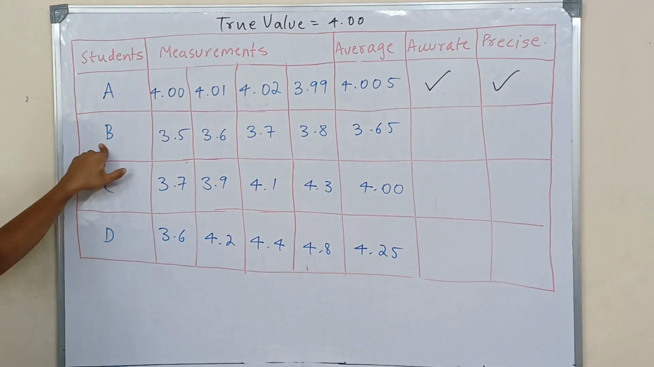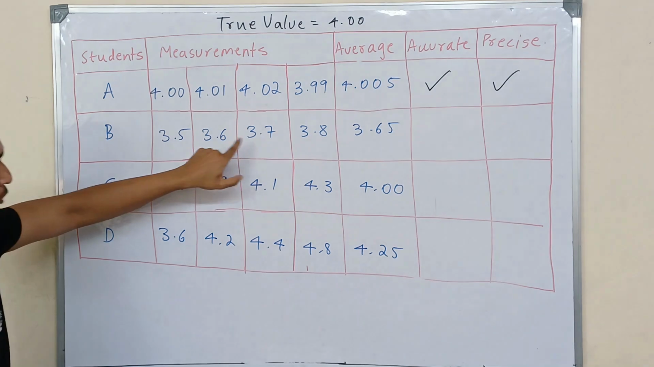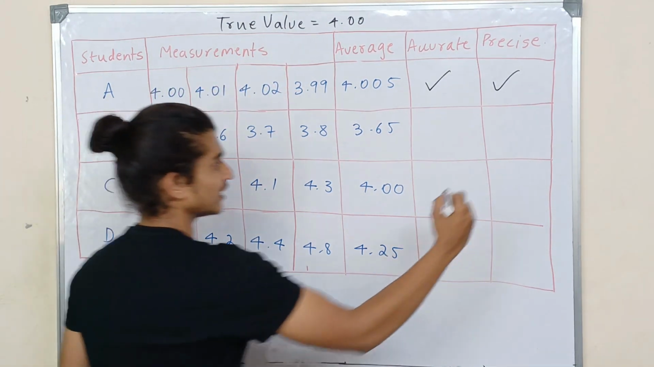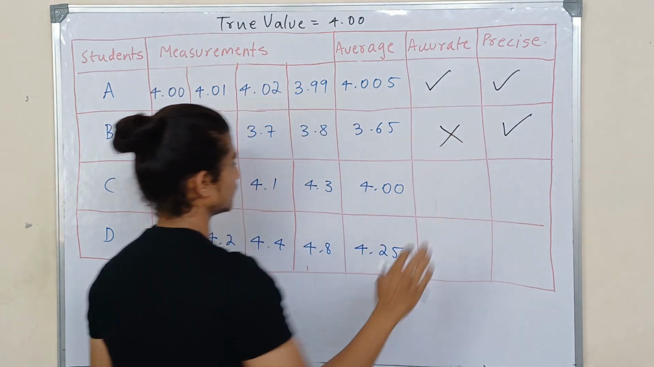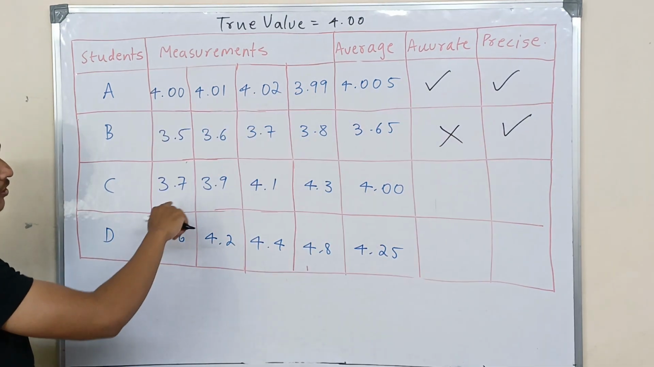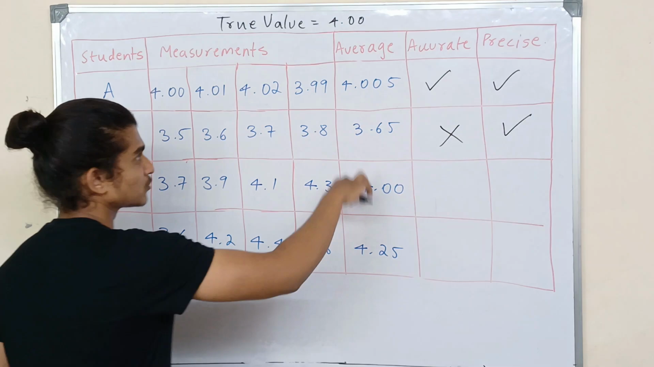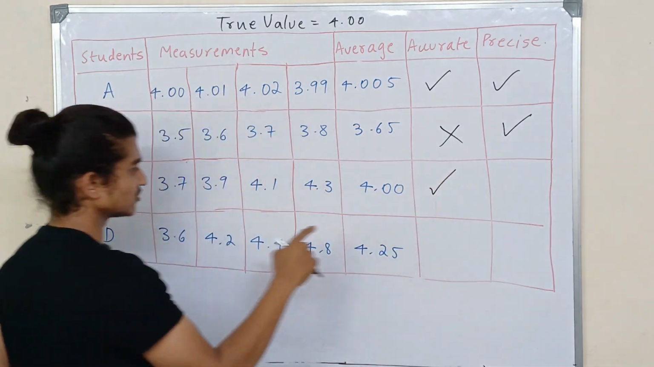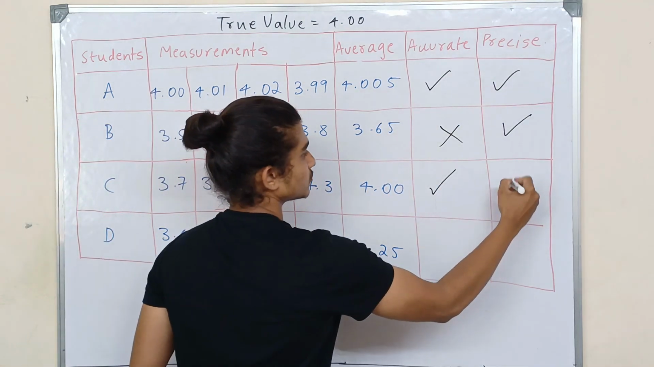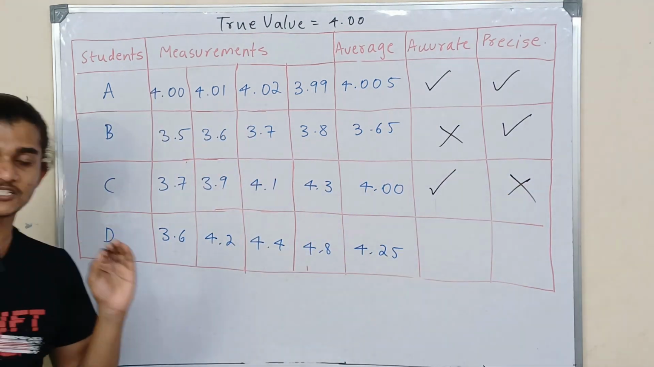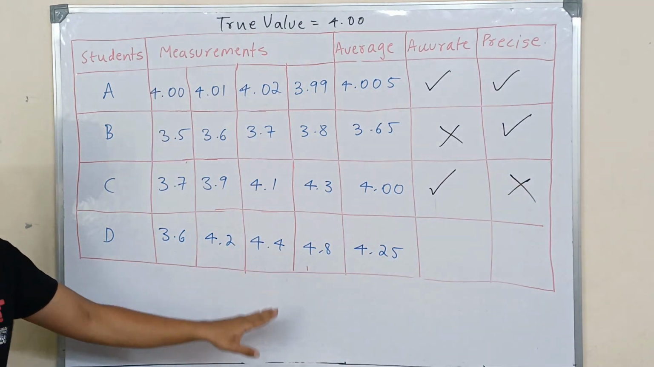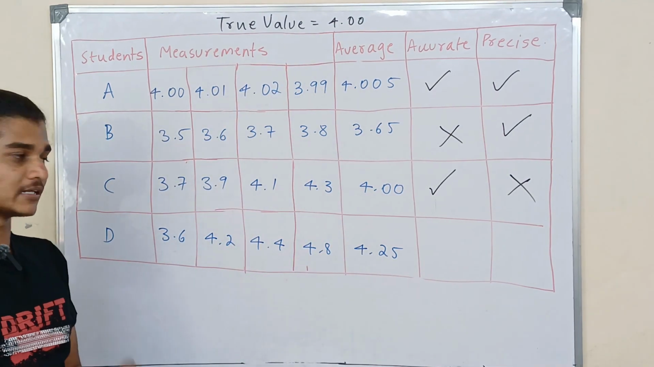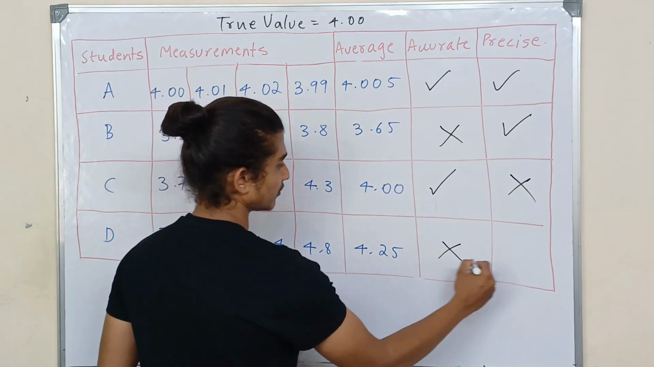Now let us go to the second example. Here you can see the data is very close to each other, but not close to the true value. So I can say it is precise, but not accurate. In the third outcome, you can see the data are not close to the true value, but their average is close to the true value. So we can conclude that the given data is accurate, but not precise, because they're not close to each other. Whereas for the last outcome, you can see the data are not close to each other, and the average value is also not close to the true value. So I can conclude that it is neither precise nor accurate.